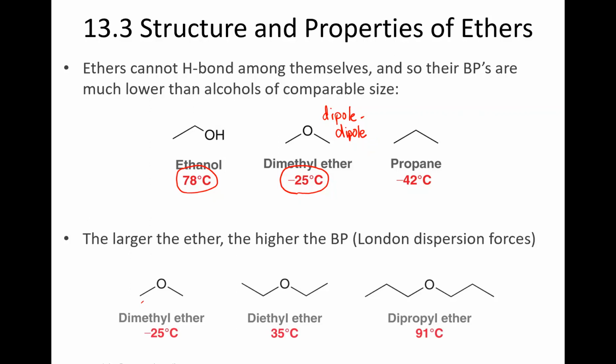However, as the alkyl groups get larger in an ether, so going from methyl to ethyl to propyl, for instance, we're going to notice a dramatic increase in boiling point. But that's just due to larger molecules having increased London dispersion forces.